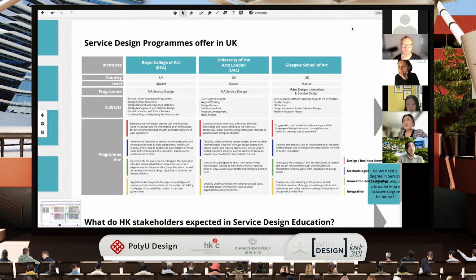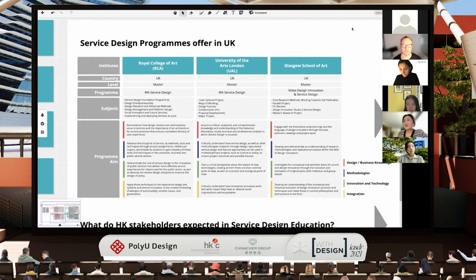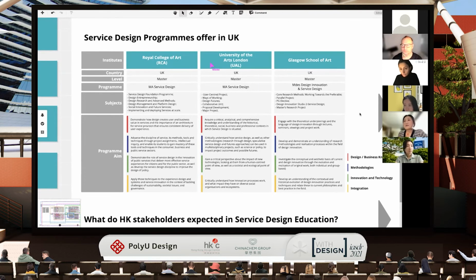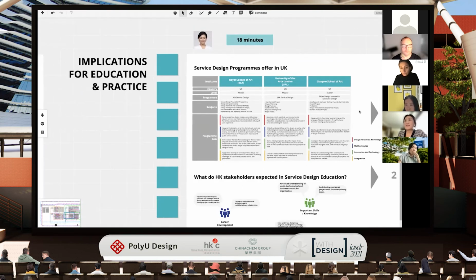So each program commonly emphasizes the area of service design in practical skills, such as tools and methods, and then designing a service which drives service and business innovations. So it also appears that they both integrate theoretical and practical knowledge together. So this is the UK case, which is quite mature in service design.